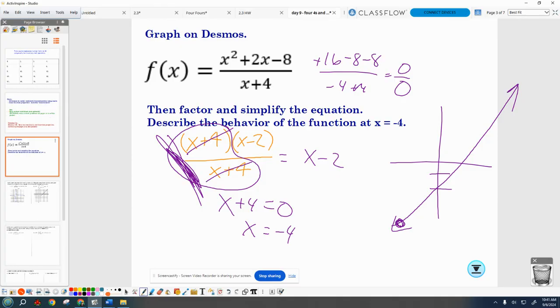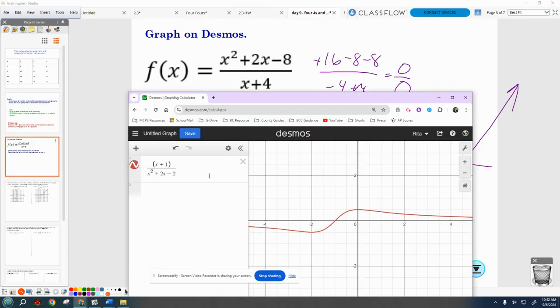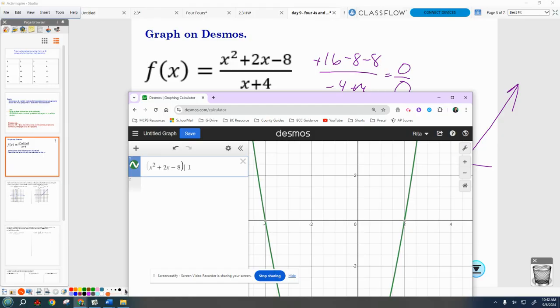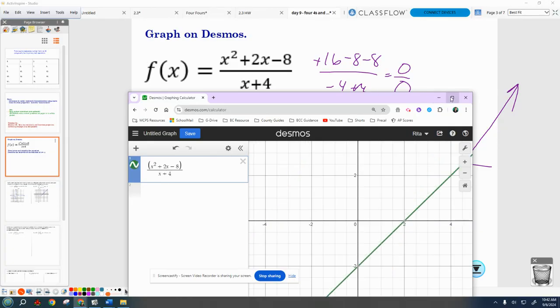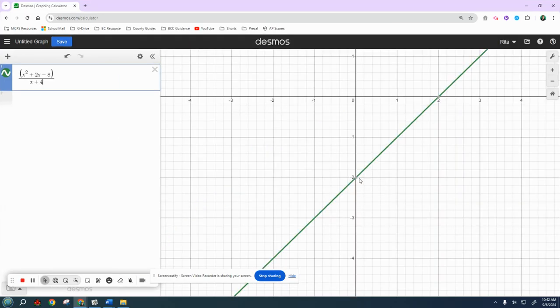Cleo, what? -6. So at -4, -6, there's gonna be a hole. So if we look at Desmos, which I don't want you to bring yours up yet, if I look at x squared plus 2x minus 8 divided by x plus 4, it looks like that straight line.